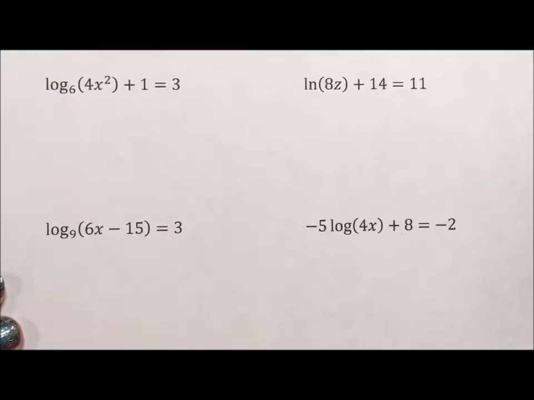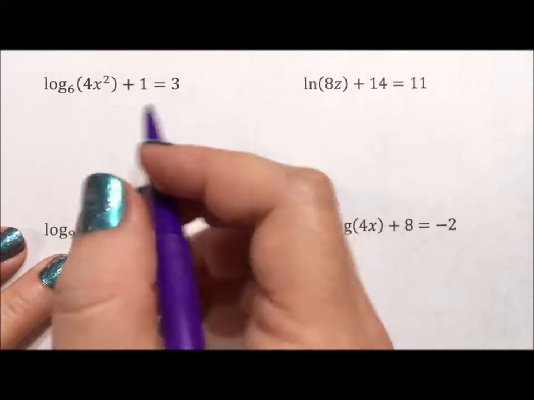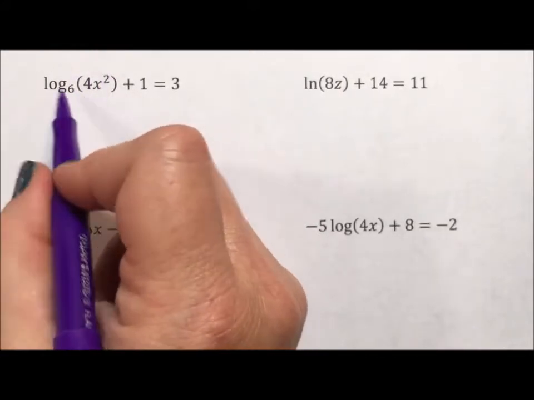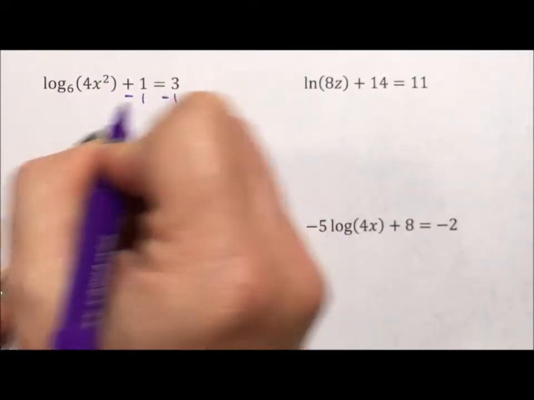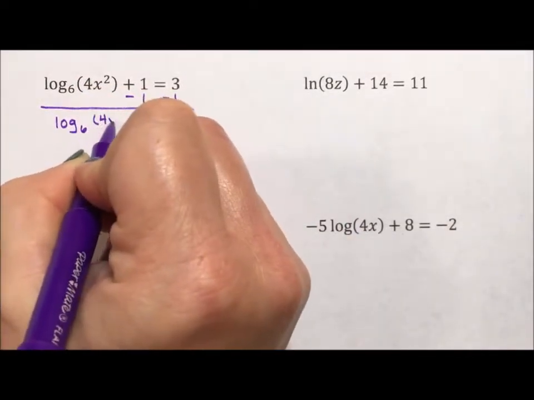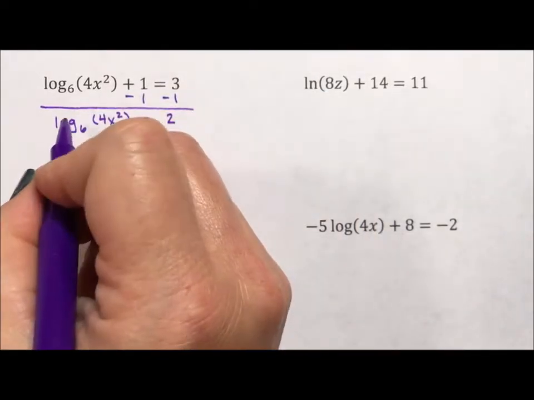Today I'm doing a series of videos on exponential and logarithmic equations, and specifically solving. So for this one, to be able to solve, you have to get the log part of the equation alone. So I'm going to subtract 1 from both sides so that I have log base 6 of 4x squared equals 2. Now, this is log base 6, and logs are exponents.